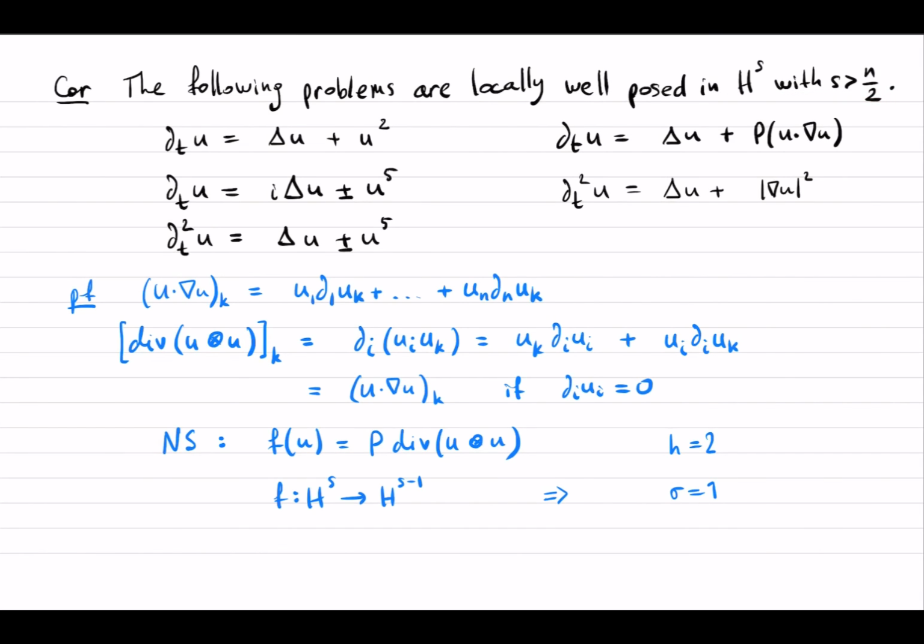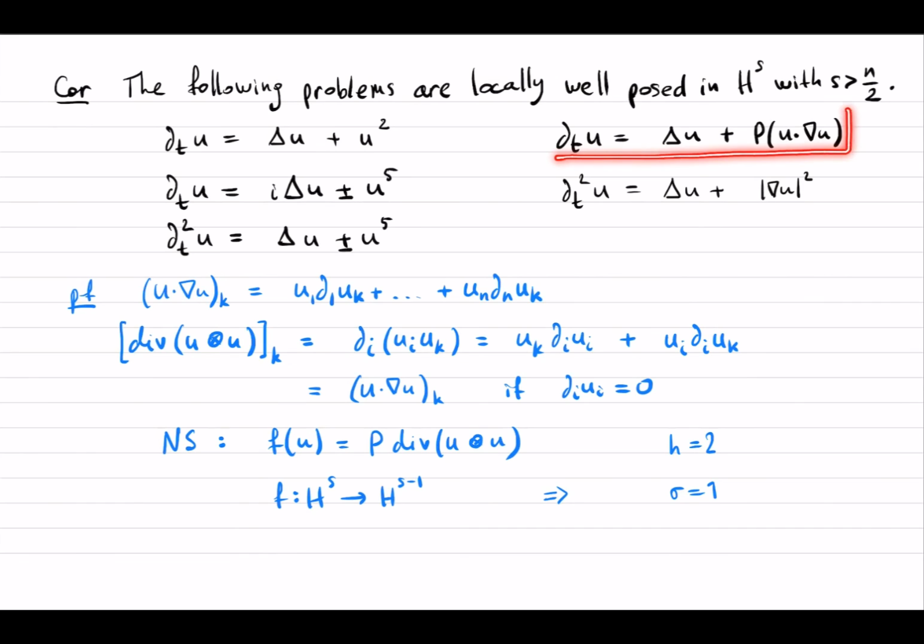The first three equations are straightforward. Here we get u squared. That means u times u. So by the theorem we just proved on the algebra property of HS, this would be continuous and locally Lipschitz. And similarly, these powers are all locally Lipschitz. So these three problems are locally well posed in HS.